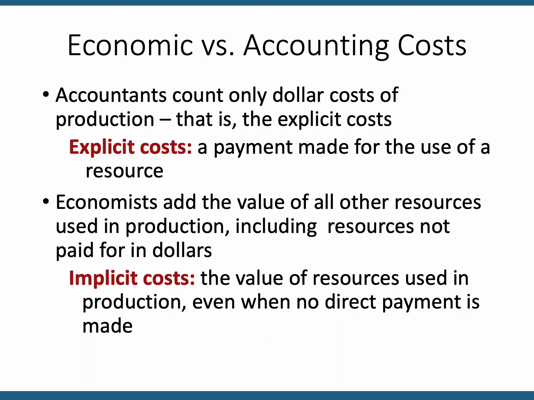We learned in Chapter 1 about this thing called opportunity cost. An economist considers not only explicit costs, which can be measured by dollars, and an accountant would be tracking explicit costs, but an economist also considers implicit costs, opportunity costs. These are the costs of everything you're giving up when you take a certain course of action.